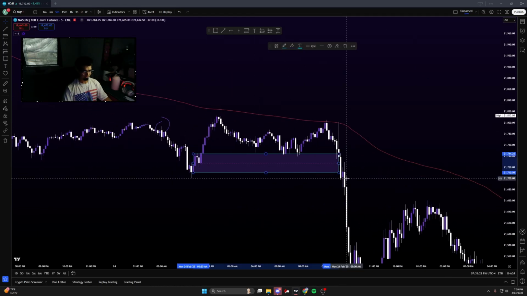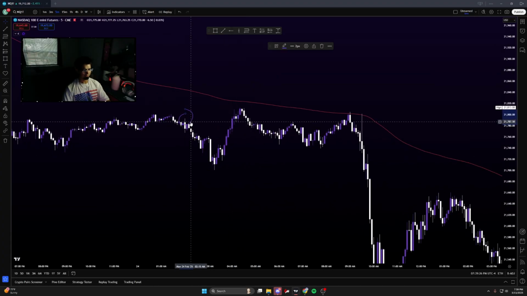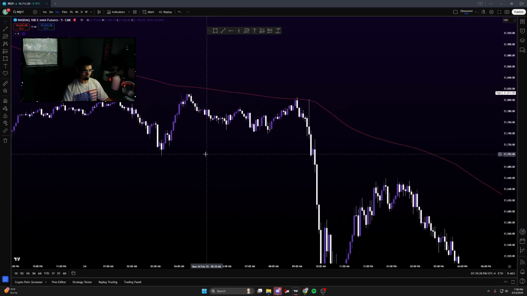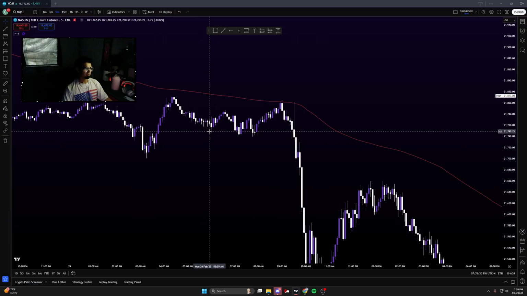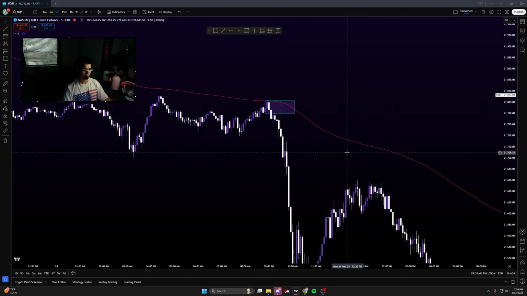So we see right here, we have our movement up, our movement down, our movement up, our movement down, our movement up, and our movement down. This movement up right here, these two series of candles, makes the order block that gets respected.